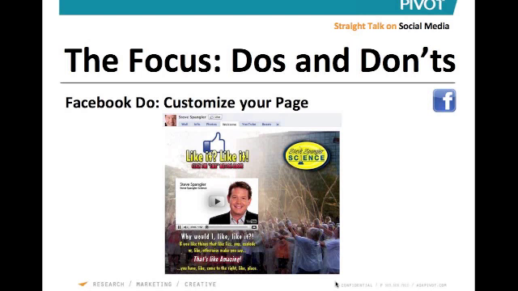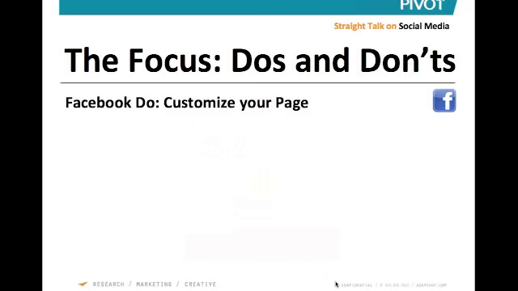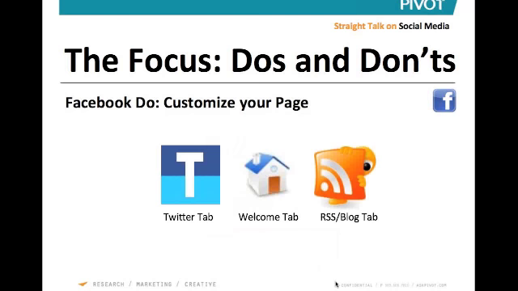You don't necessarily have to know someone who can do the coding for you either. Several Facebook applications are available for free that allow you to customize your Facebook presence. My favorites are these three. There's the Twitter tab, which adds a tab to your profile that shows your Twitter feed. The Welcome tab application allows you to add a welcome tab like Steve Spangler's and put in your own code on it. And the RSS blog tab application lets you add your blog to a tab on your Facebook page and lets people subscribe to it there. These are all free applications that allow you to customize your Facebook page and make it more interesting.